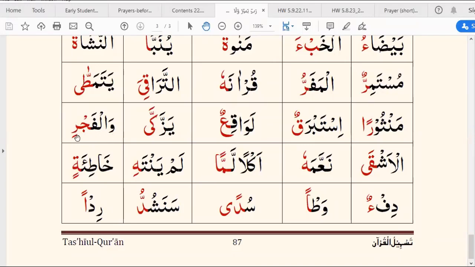Wal Fajri. Good. And now this ra comes off and it's replaced with a sukoon on the ra. So how would you read it? Wal Fajr. Very good, mashallah. Very, very good. You took the ra off and replaced it with a sukoon to make wal fajr. And that's the name of a surah in the Quran as well, Surah Fajr.